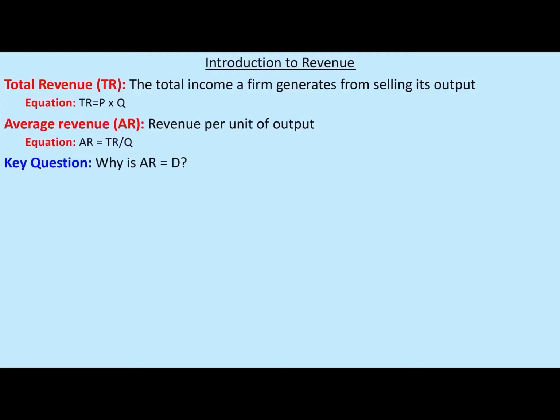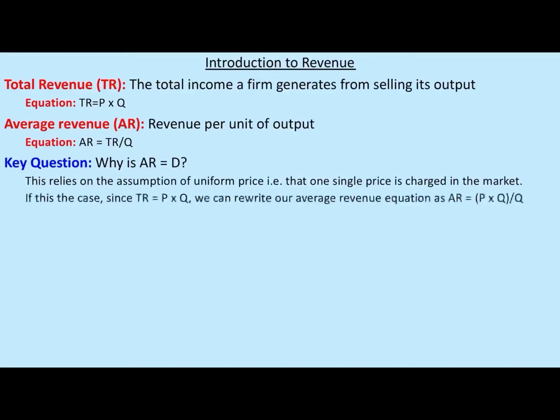The key question then: why is average revenue equal to demand? Why does AR equal D? This relies on the assumption of a uniform price, i.e. that one single price is charged in the market. If this is the case, since total revenue equals price times quantity, we can now rewrite our average revenue equation as AR equals price times quantity, all over quantity. The Q terms will then cancel out and we are left with average revenue equals price.